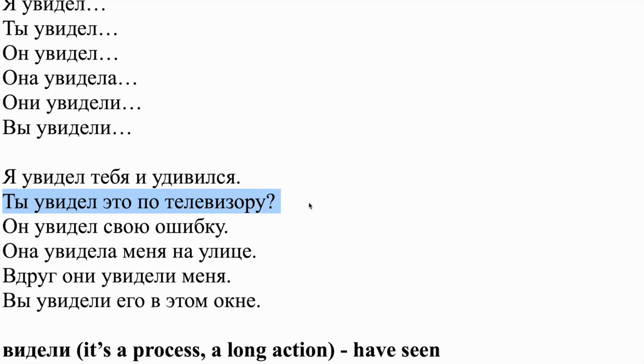Like a question. Did you see it on TV? Ты увидел это по телевизору? For example, you saw it on TV, some very interesting news, yes? We can say it like this because we decided to describe the situation as something that happened very suddenly. I saw it on TV. Я увидел это по телевизору.